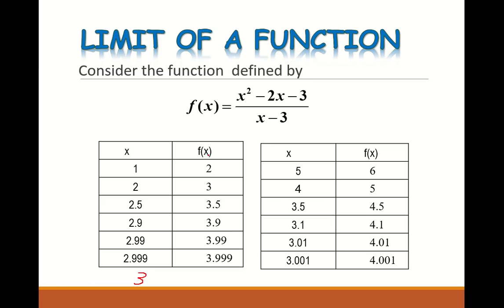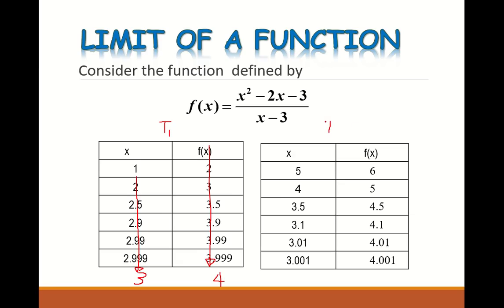So we've noticed that as x approaches the value of 3, meaning when x gets closer and closer to 3, our f of x gets closer and closer to the value which is equal to 4. Alright? So as x gets closer and closer to 3, our f of x gets closer and closer to 4. So this is for table 1.